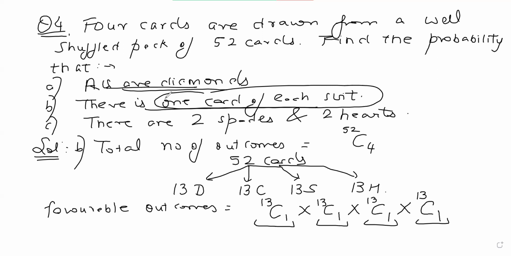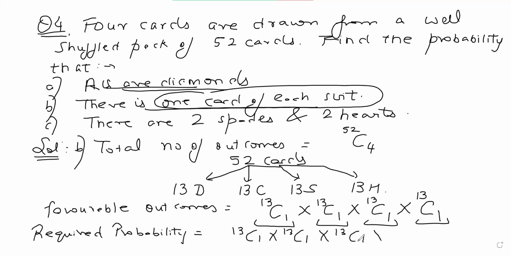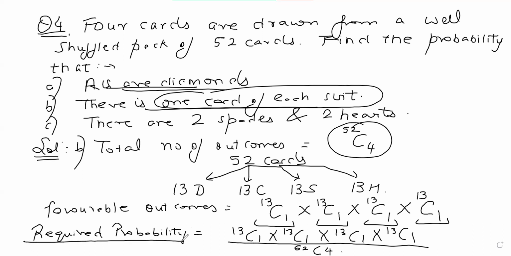So what is my required probability for part B? The required probability is 13C1 times 13C1 times 13C1 times 13C1, whole divided by the total number of outcomes, which is 52C4. This gives me the required probability.